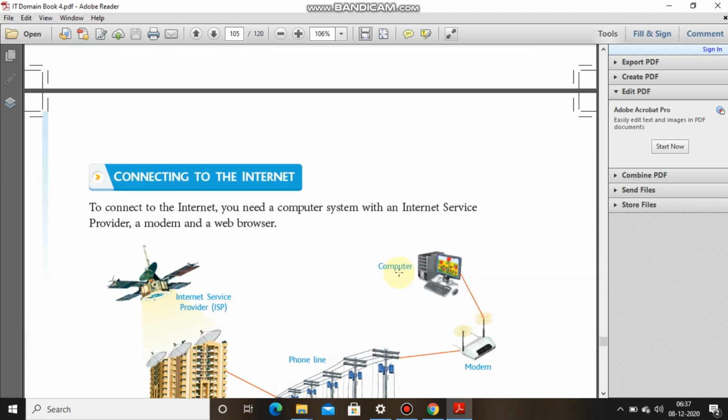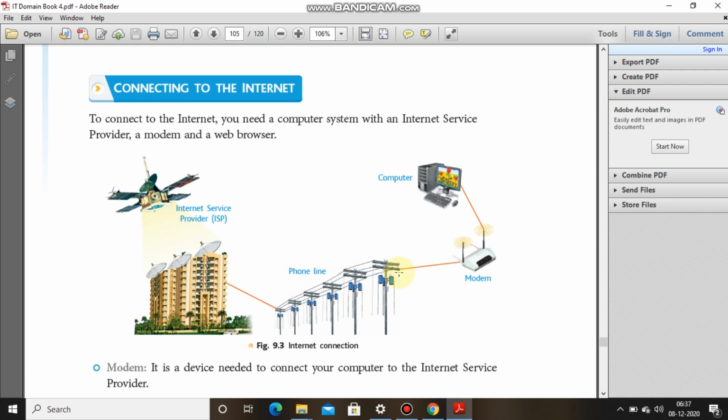How can we connect to the internet? At your home, you have seen a small black color box or white color box, which is known as a modem. We will be discussing them. To connect to the internet, we should have an internet service provider. For example, many telecom companies are providing these services like Airtel, BSNL, Reliance Jio. These are the internet service providers. That means these companies will provide you the internet facility.